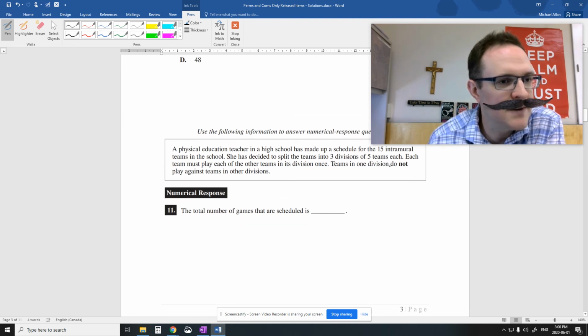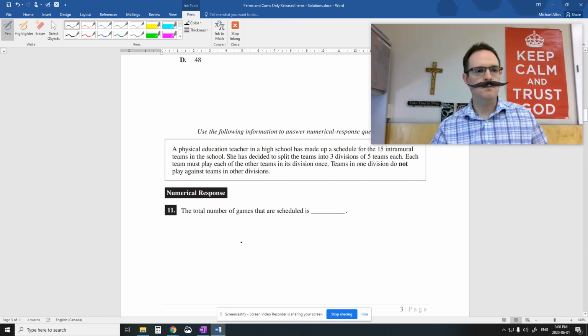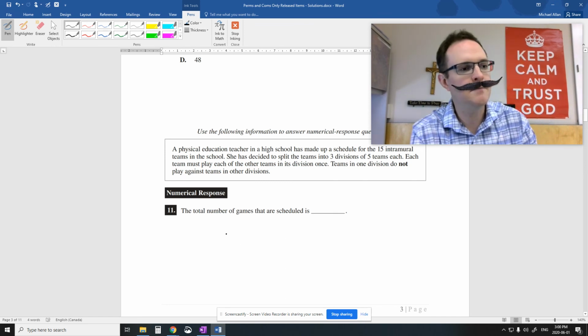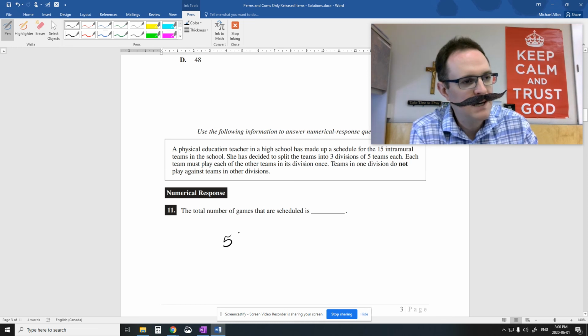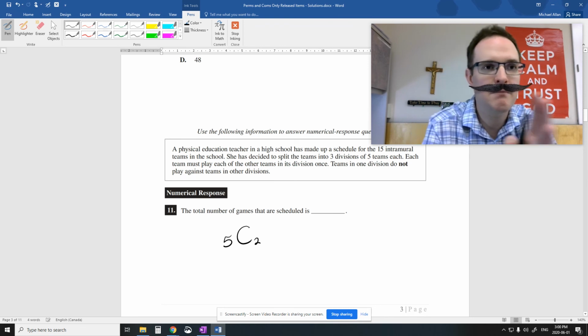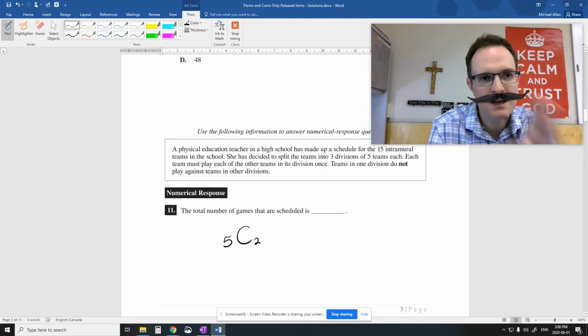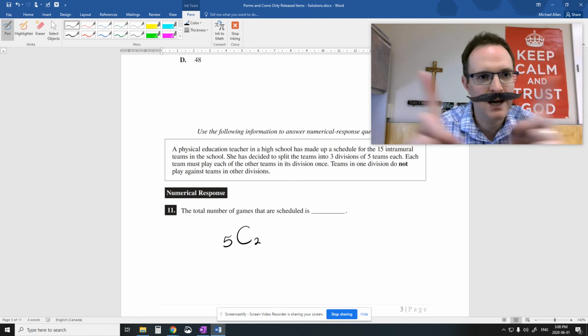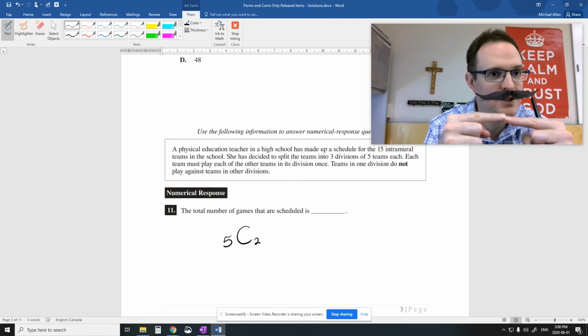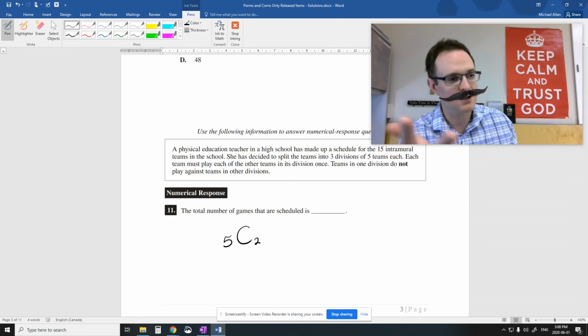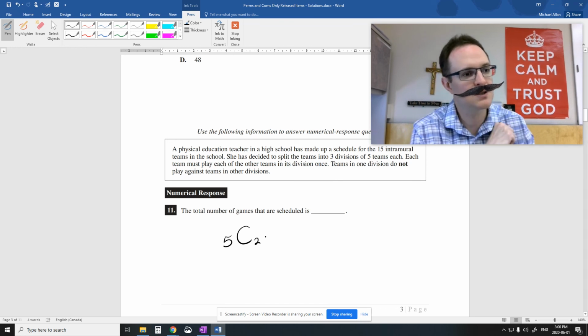3 divisions, 5 teams. Okay, so I'm just going to do it for one division right now. To figure out how many games you're going to have to do is going to be 5C2. Now, order doesn't matter. It doesn't matter if one team plays the other or the other team plays this one. So it doesn't matter how you pick the teams. They're just going to play against each other. But there has to be 2 teams to play against each other. So that's why it's a 5C2 situation.